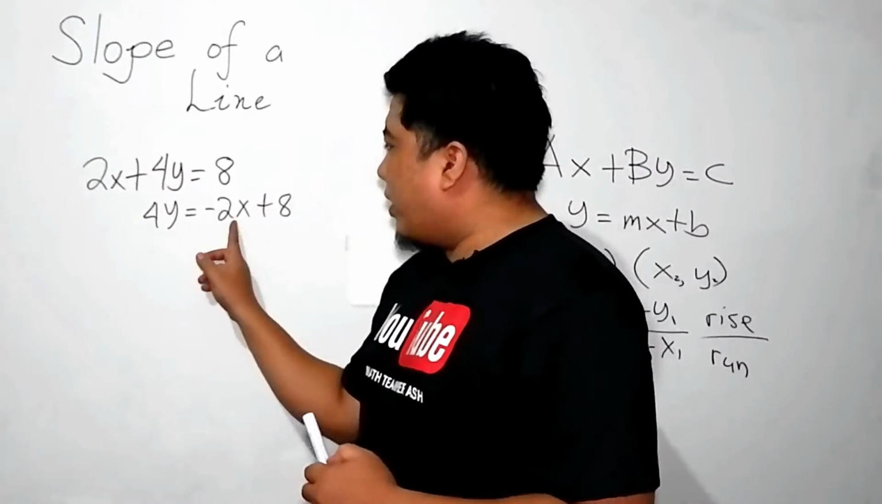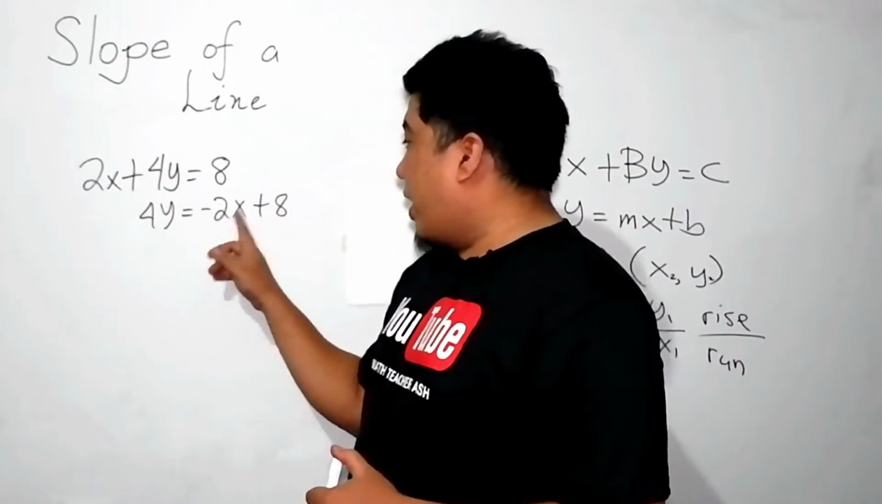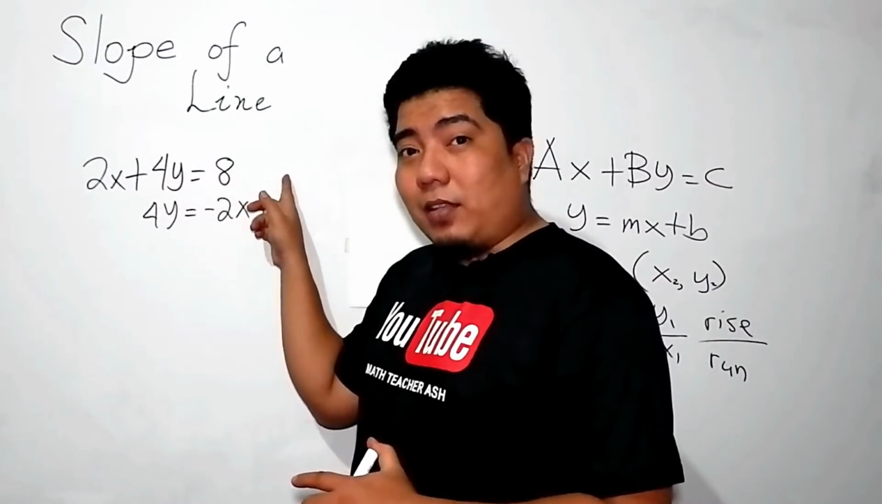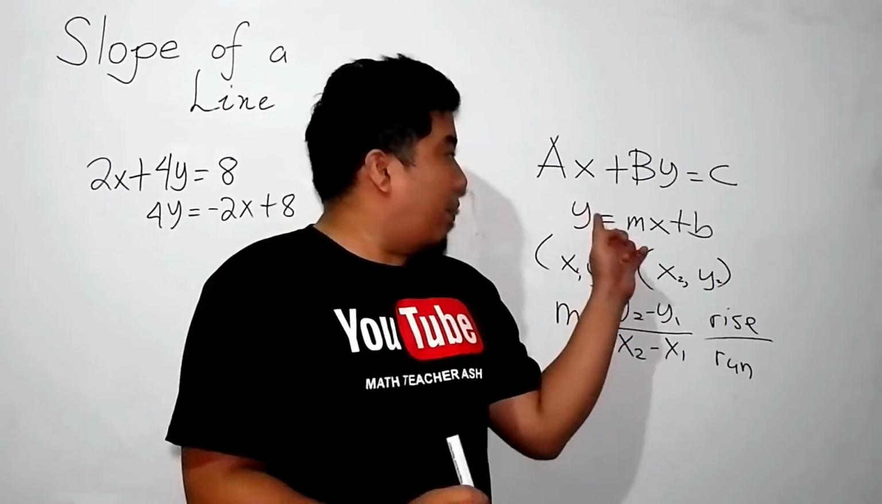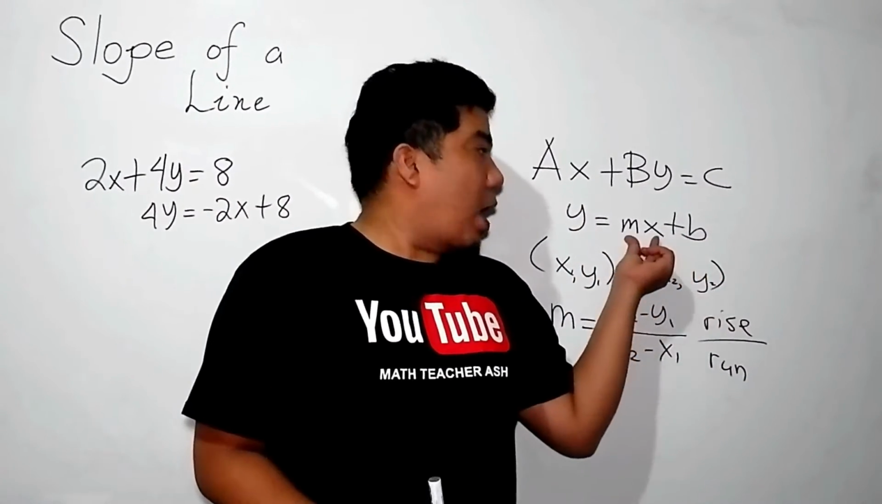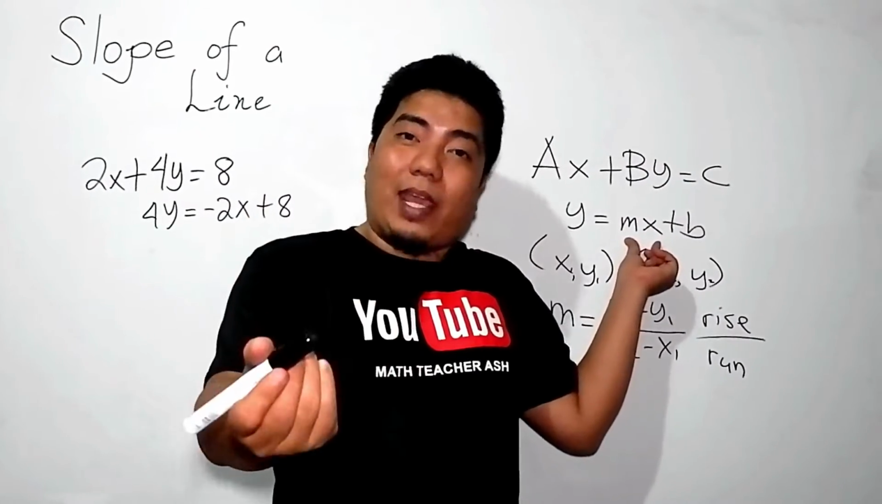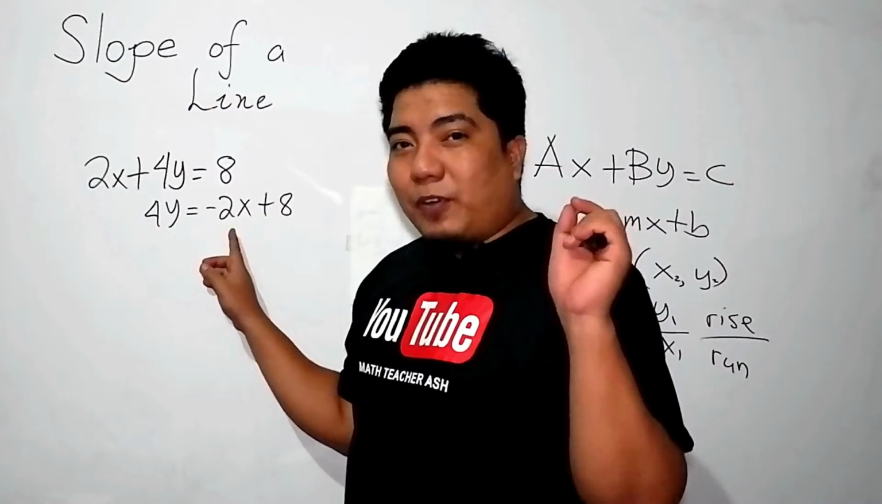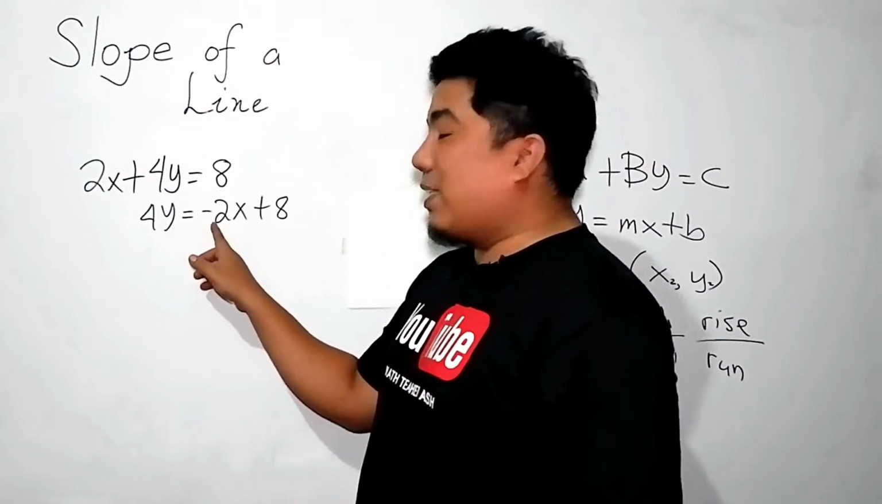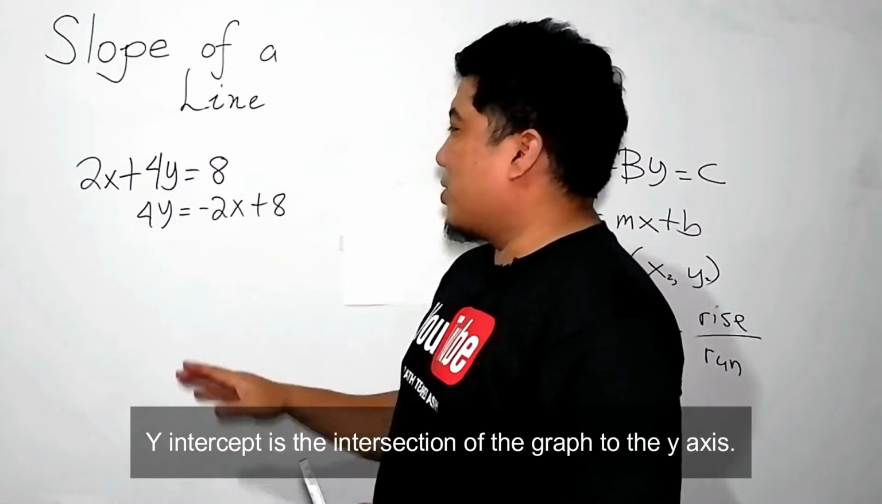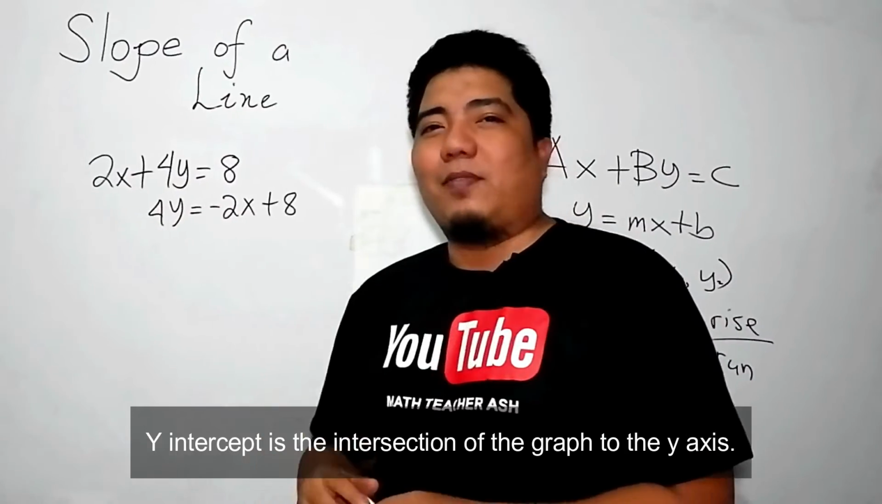The question is, Sir Ash, why did I put negative 2x here and not here, not after the 8? Because we are forming mx plus b. Our mx, or the term mx, has the variable x. Therefore, we will write first the term with an x, and that is negative 2x. Okay? So, the positive 2 will become negative 2x.